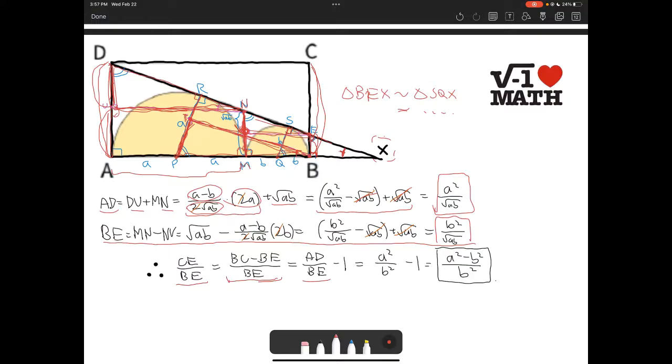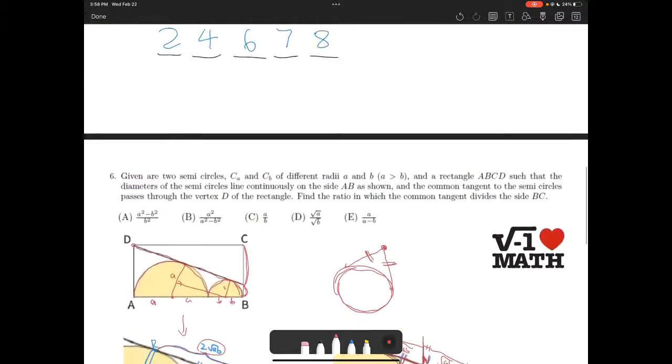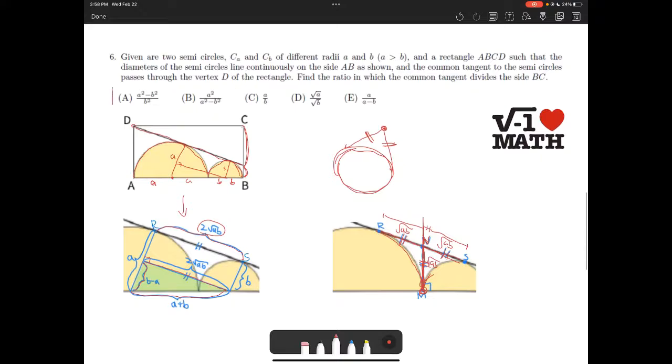Now, AD over BE is this over this, which is A squared over B squared. And at the end, we get a squared minus b squared over b squared. So this is answer choice A. And we're done.